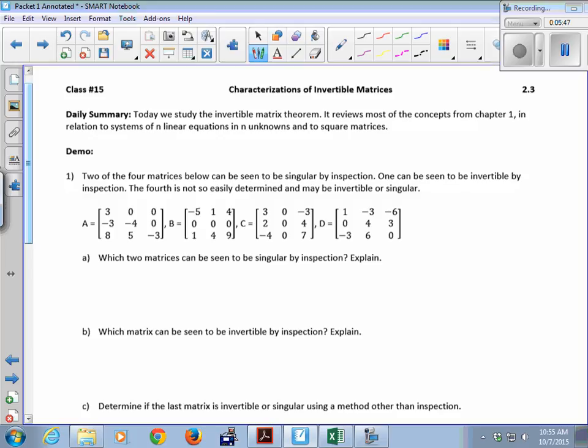So I've got 4 matrices listed here. 2 can seem to be singular, and singular means not invertible, doesn't have an inverse, just by looking at them. Okay, which 2 do you think are singular?